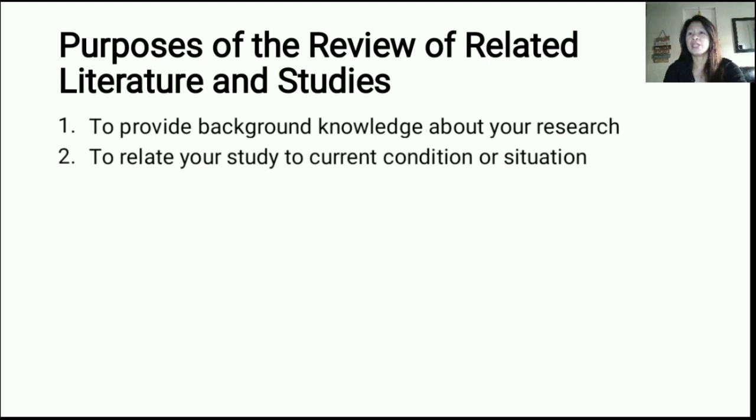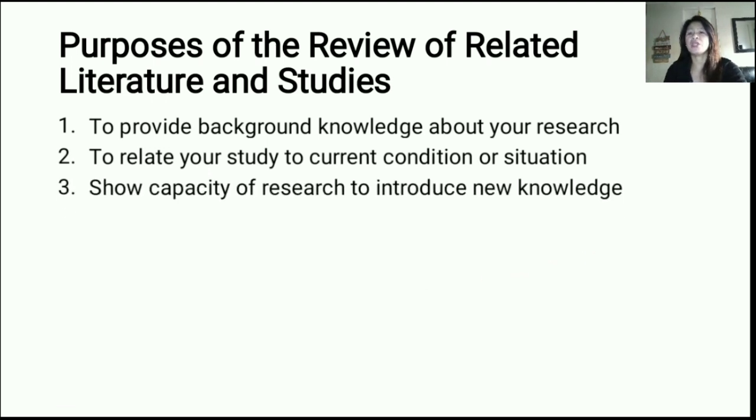Number two, to relate your study to current condition or situation. Definitely, your chosen topic is related in one way or another to current situation. So you do that in writing the review of related literature. Number three, show the capacity of your research to introduce new knowledge. Your topic may have been studied for a number of times already, but as a researcher, you have to identify the gap you are filling in. This is the reason why you are conducting the research.